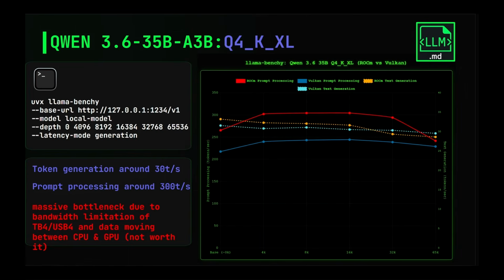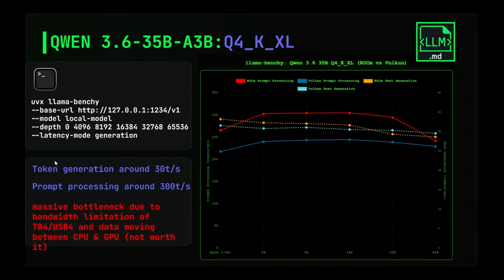Now, looking back at the results for the benchmark runs for the Q4K XL, it's a little bit underwhelming. I think we hit a bottleneck due to the limitation of the USB4 eGPU setup, because both Vulkan and ROCm backends deliver practically the same performance, around 30 tokens per second in terms of token generation, and around 300 tokens per second in terms of prompt processing.